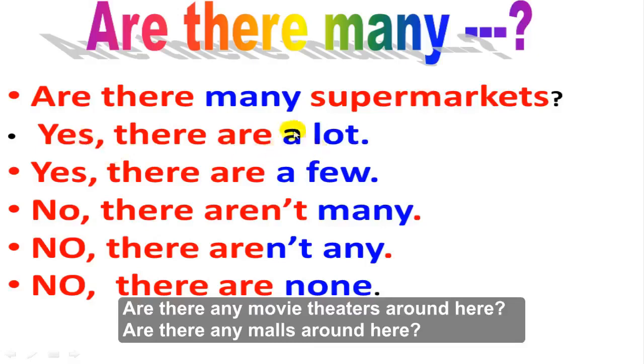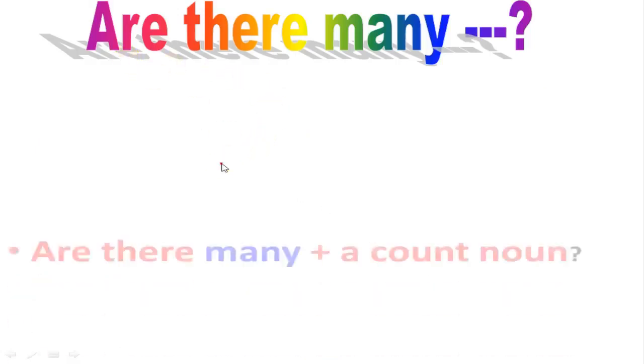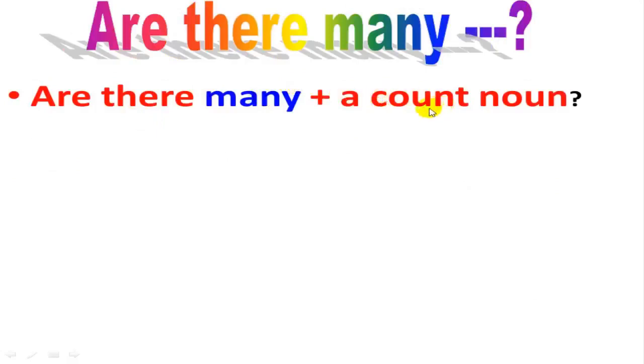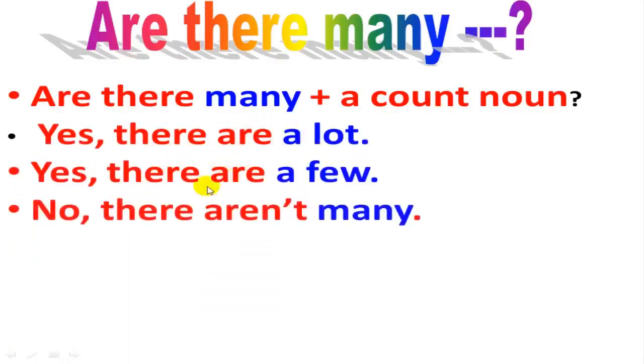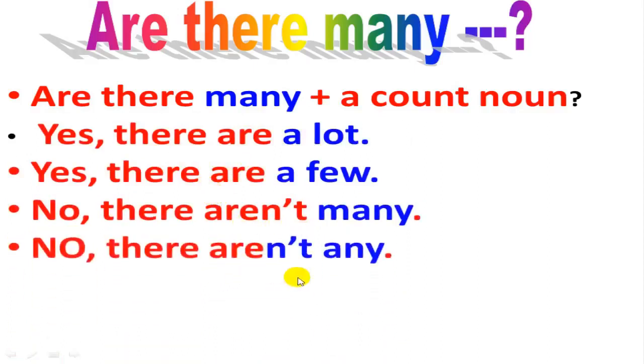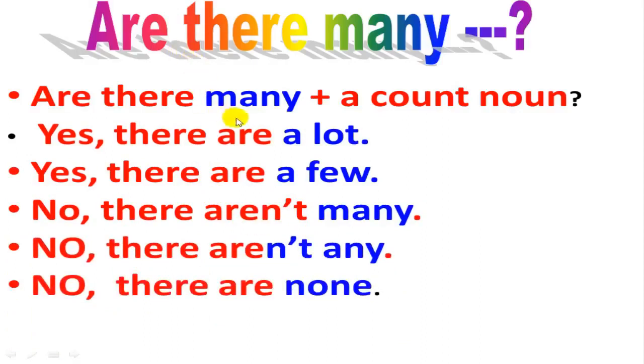Answer: yes, there are a lot. Many becomes a lot. Yes, there are a few. No, there aren't many. No, there aren't any. No, there are none. So I have here five answers. All of them are correct. Are there many, plus a count noun? Count noun, countable noun. Question, answer: a lot, a few. Negative: not many, not any, none.